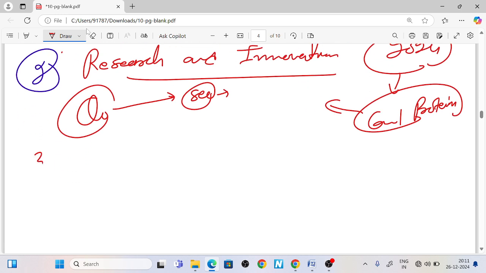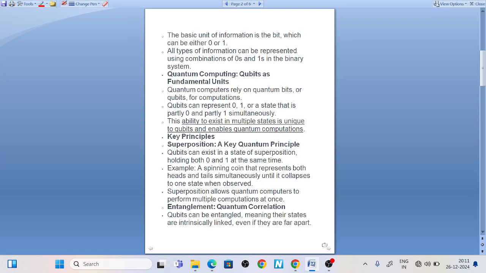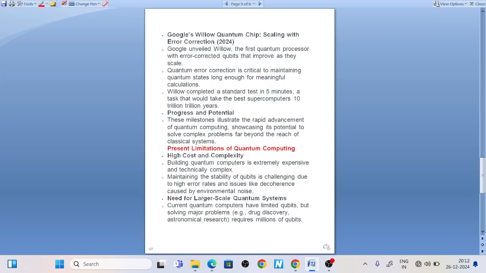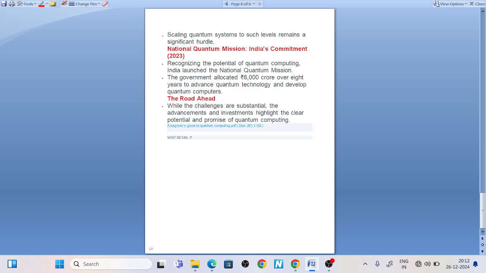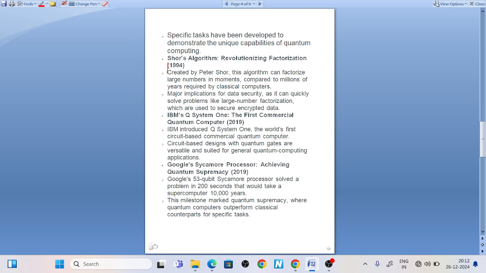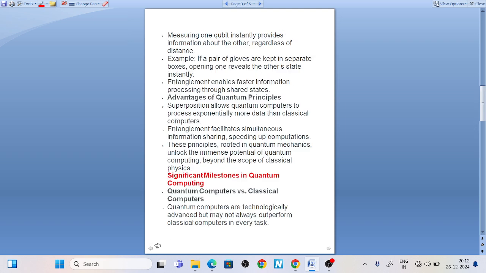Guys, I am telling you that the applications of quantum computers are huge. It is the future of the world. India is also working on it, and our National Quantum Mission is there, which we are using to promote our Indian quantum capabilities.